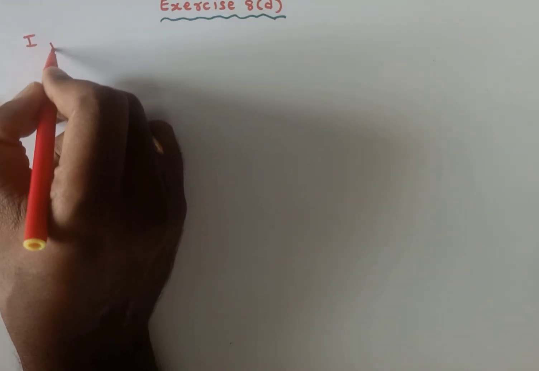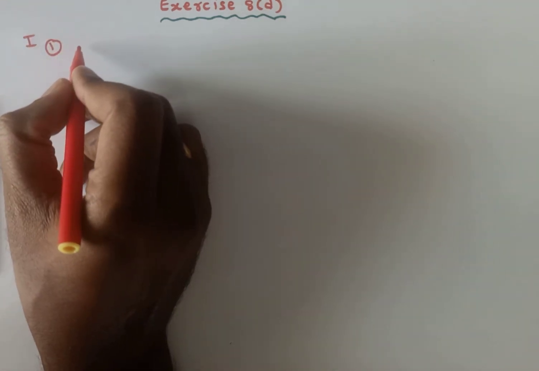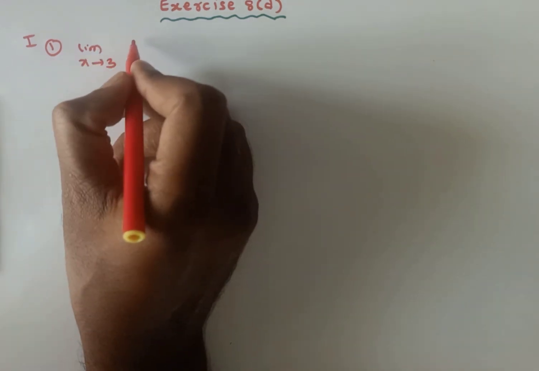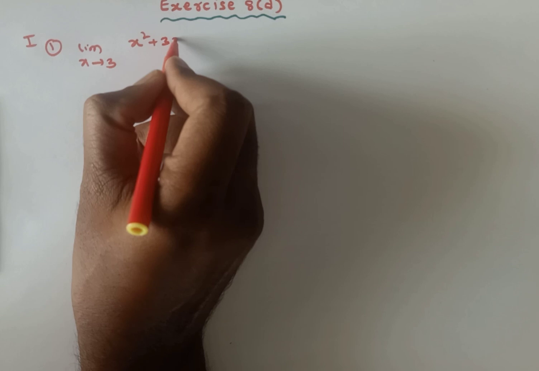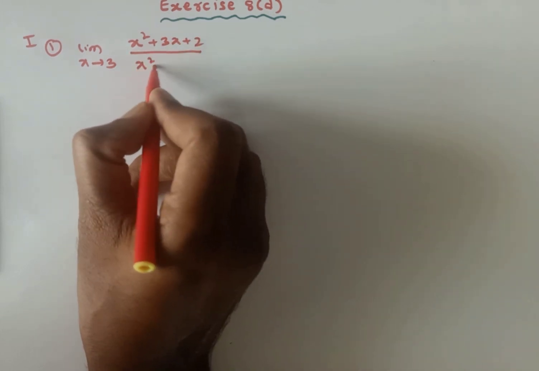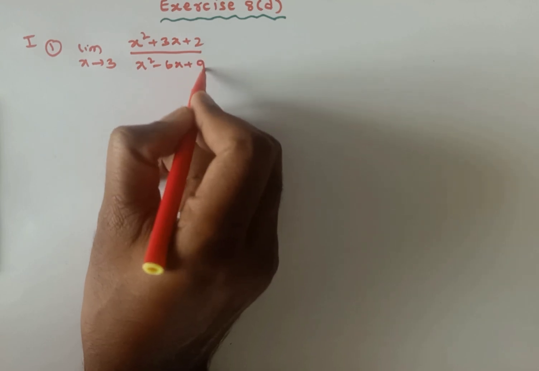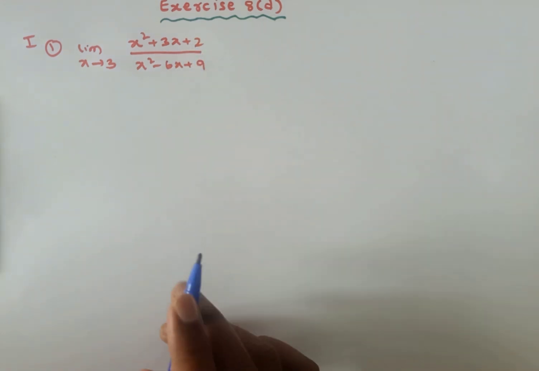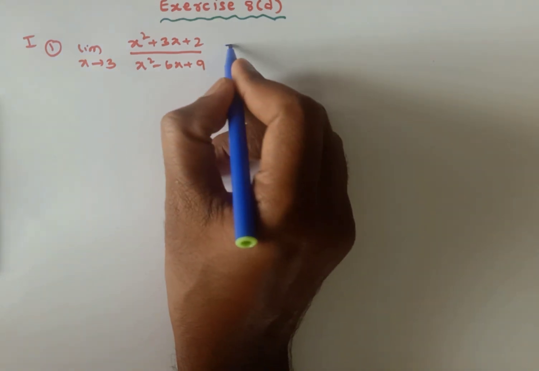Roman 1, first problem. Limit as x tends to 3 of (x square plus 3x plus 2) divided by (x square minus 6x plus 9). Here the limit is at a finite point. As x approaches 3, what does the rational function approach? So we need to find it.